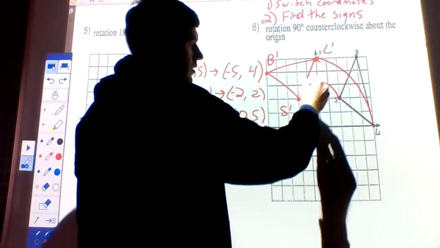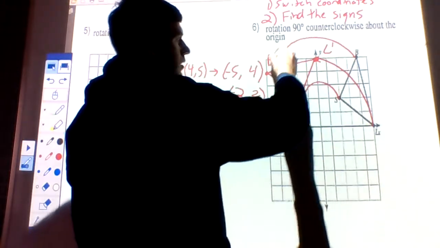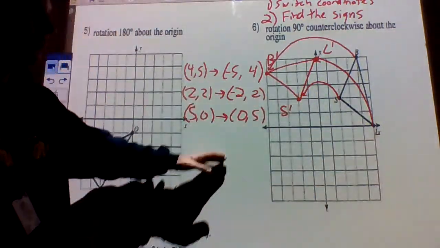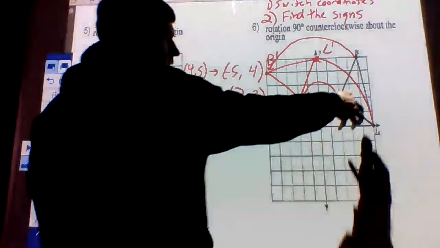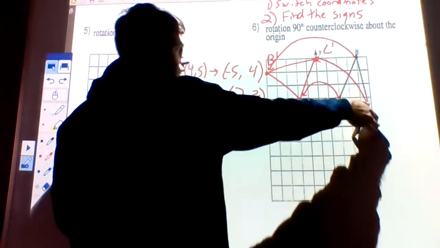Each of these has gone around. Imagine a circle going all the way around. A quarter of the way around, 90 degrees around, it's shifted 90 degrees.